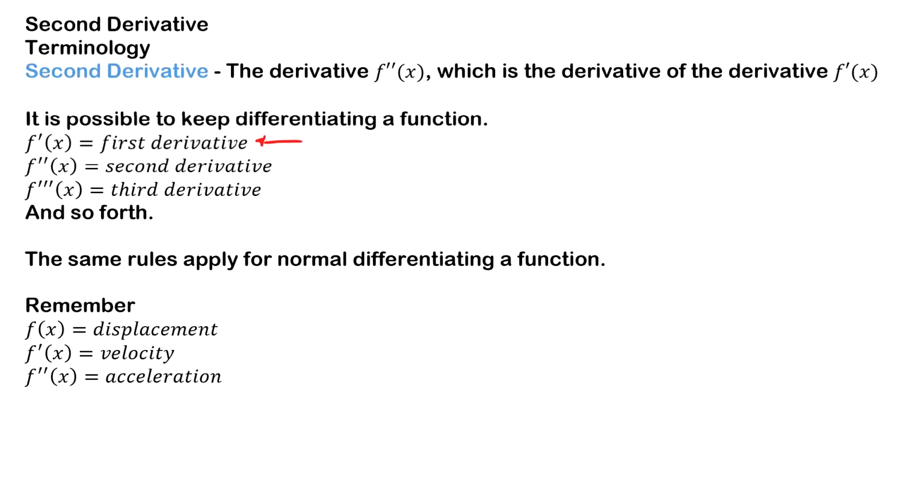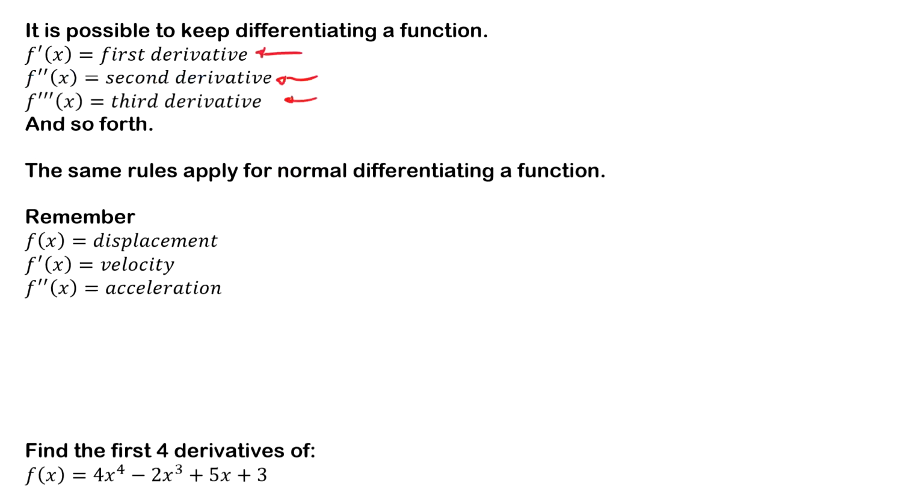When you do that, you get something we call the second derivative, and you can even keep going to the third and so forth, until eventually you can't do it anymore. The same rules apply for normal differentiating a function as they do for finding the second, the third, the fourth, etc. We have done a bit of this in past videos, because remember, if you have an original function, that is your displacement function. The derivative of that would then be your velocity function, and then your second derivative is your acceleration function.